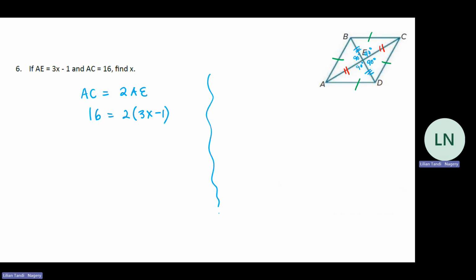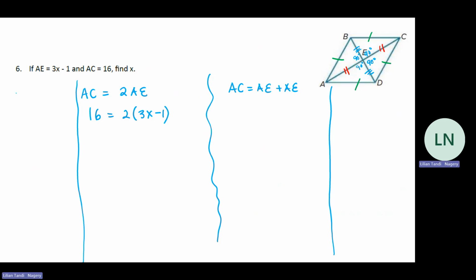So you can do this two ways, okay? So you can also write AC equals AE plus AE. Actually, you can do three different ways. I want to do this another way. We'll write it over here. AC equals 2AE. And then here we write 2, 3x minus 1, and here we write 16.